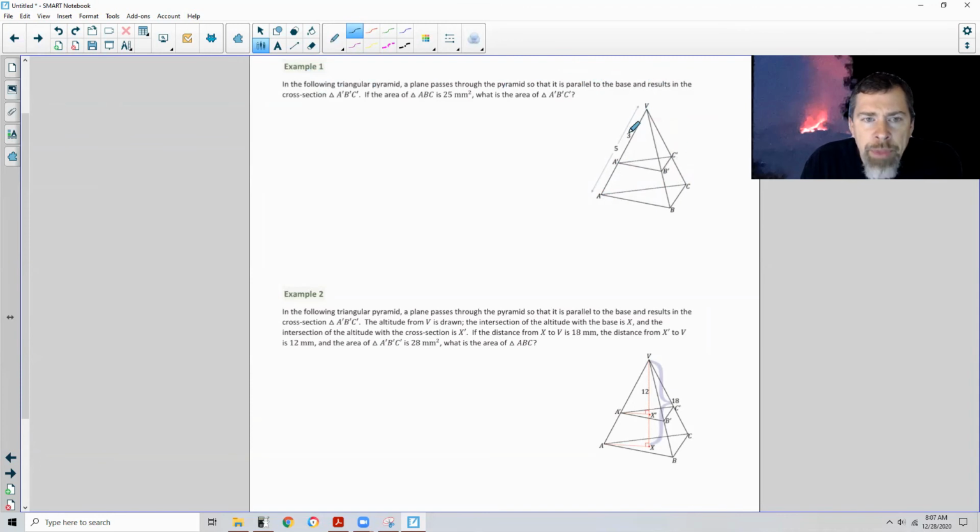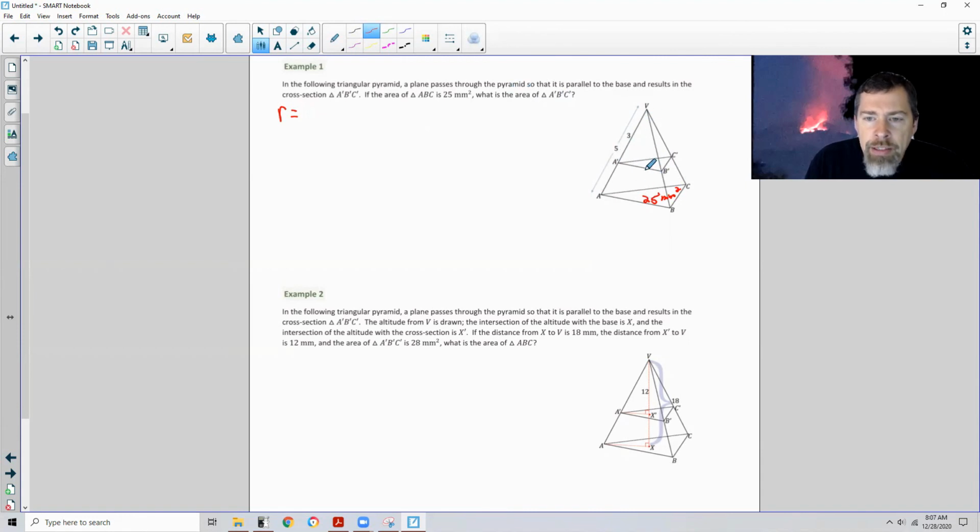If the area of triangle ABC is 25 millimeters squared, so this triangle down here has an area of 25 square millimeters, what is the area of this triangle up here? So it's obviously less. So I know my scale factor R is going to be between 0 and 1 since it's scaling it down. And I'm given side A prime V as 3 and AV as 5.